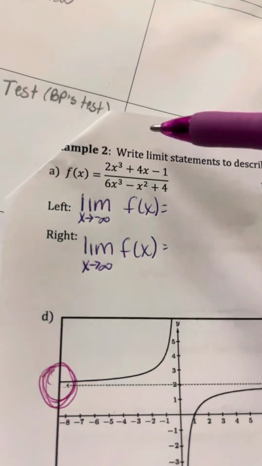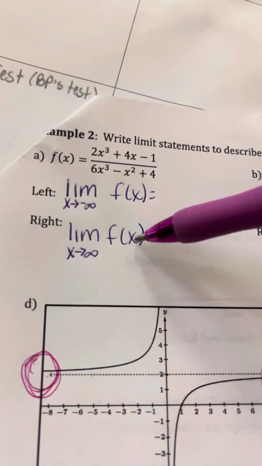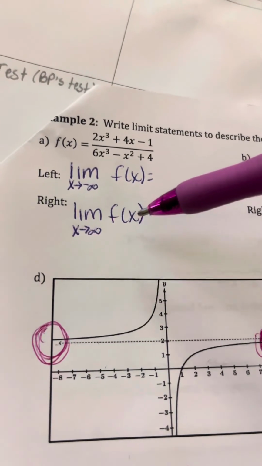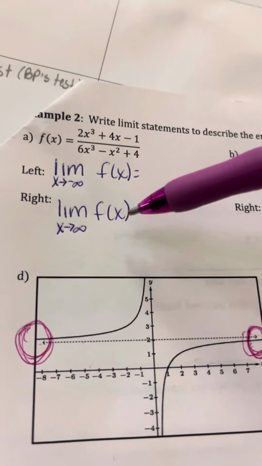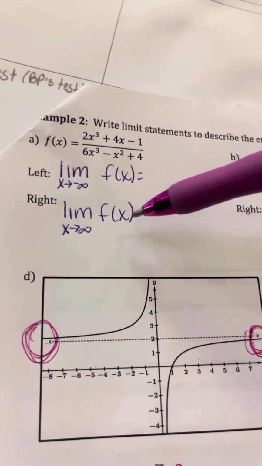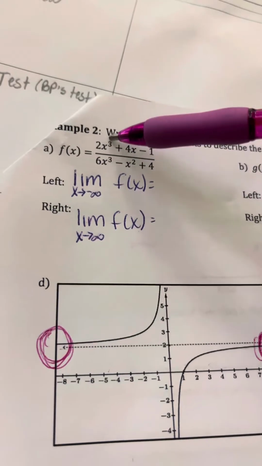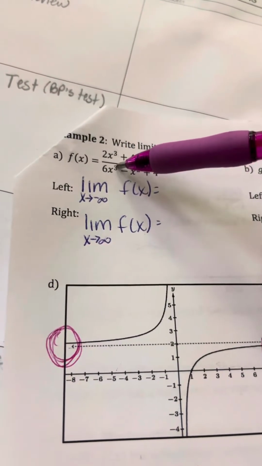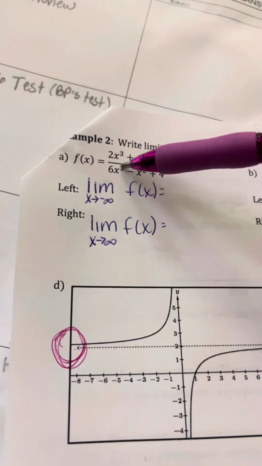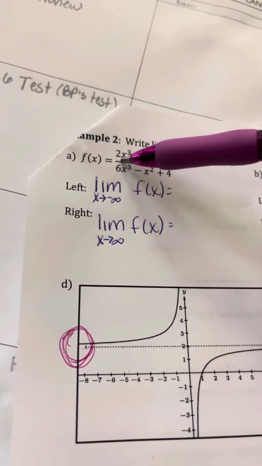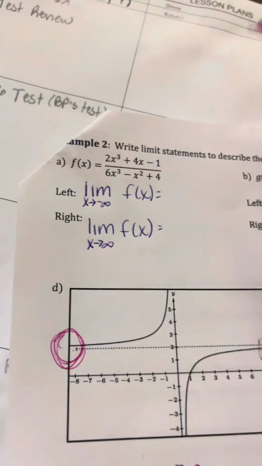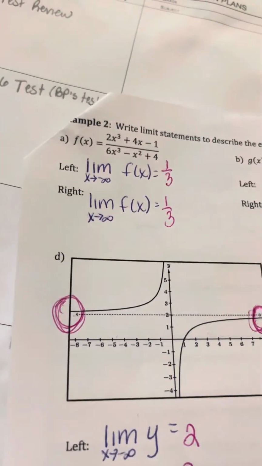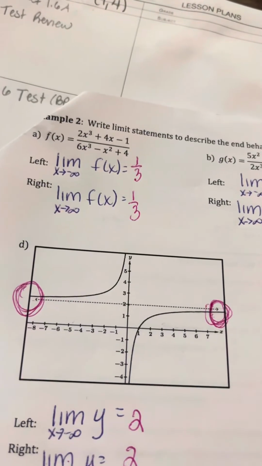So up here, when they're asking what the end behavior is, what they're really asking for is, what is the horizontal asymptote? We just figured out how to do the horizontal asymptote. To do the horizontal asymptote from an equation, we compare the degrees. The degrees are the same. So the rule is when the degrees are the same, we take the leading coefficients and reduce it. So our end behavior is 1/3 because that's our horizontal asymptote.